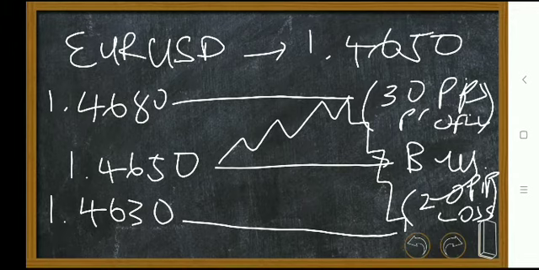Remember, we have the lot sizes and the number of pips. Then it will give you your profit or your loss. So this is what actually happens. Remember, this was for a buy. If you buy and price goes up, you see profit. If price goes down, you see a loss.